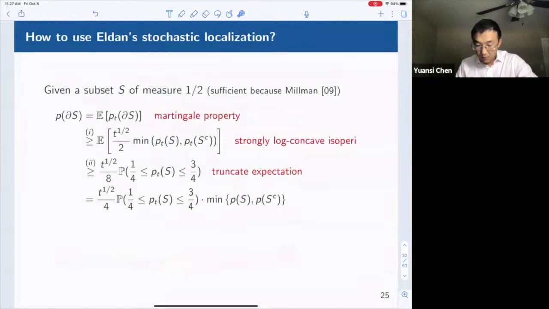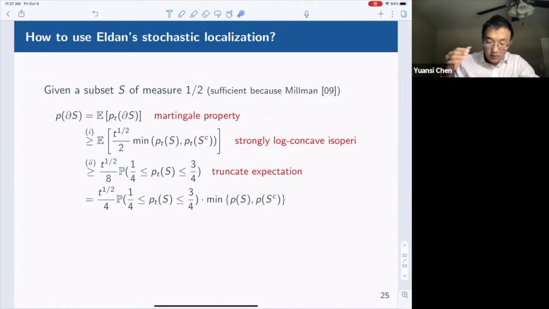Okay, how do we use this Eldan stochastic localization? We want to prove that the boundary measure of any set S is larger than the minimum of P(S) and P(S complement), and we want to get the constant in front. It is sufficient to start with subsets of measure 1/2 for log-concave densities. For example, you can see the Milman 2019 paper. It explains that because of some concavity of the isoperimetric profile, it is sufficient to consider all partitions of measure 1/2.